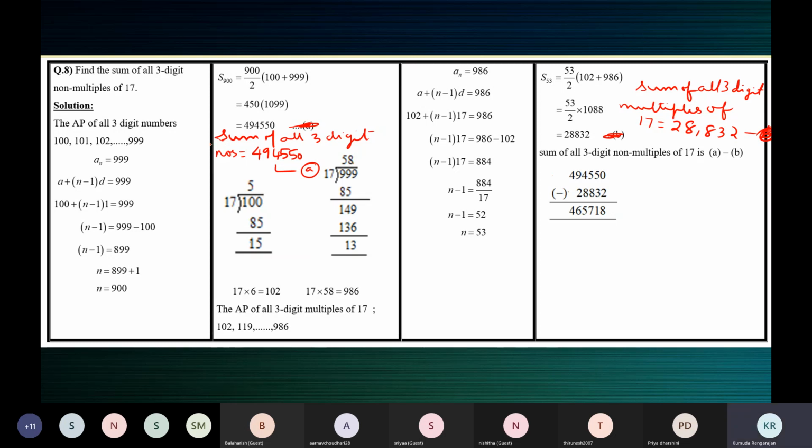So the sum of all the 3-digit numbers is this one. And this is the sum of all the 3-digit multiples of 17. The difference will give us the sum of all 3-digit non-multiples of 17.